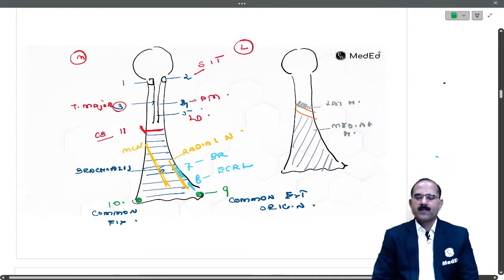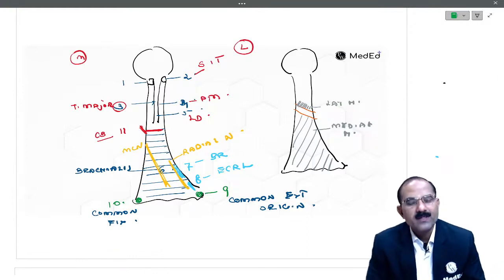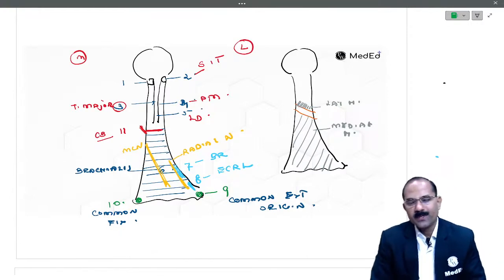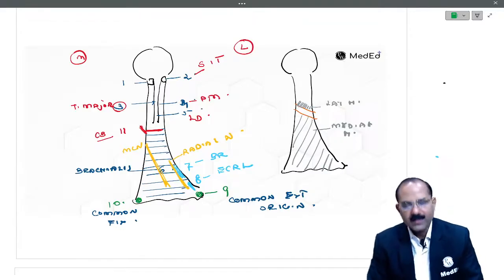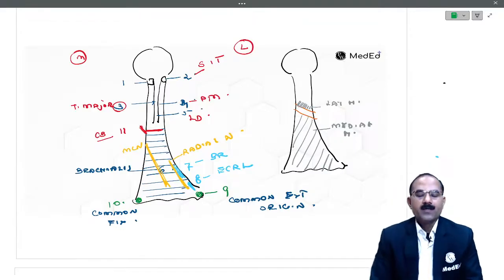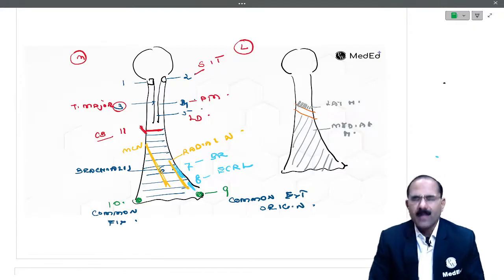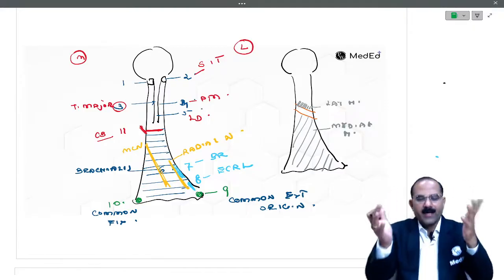Okay, so the three heads of triceps are clear. The long head arises from the infraglenoid tubercle, the lateral head above the spiral groove, and the medial head below the spiral groove. The medial head of triceps is the largest head of triceps. It's the big head of triceps.